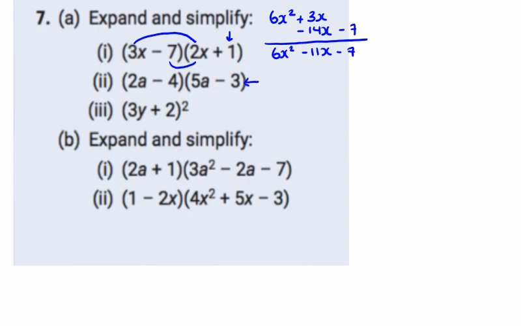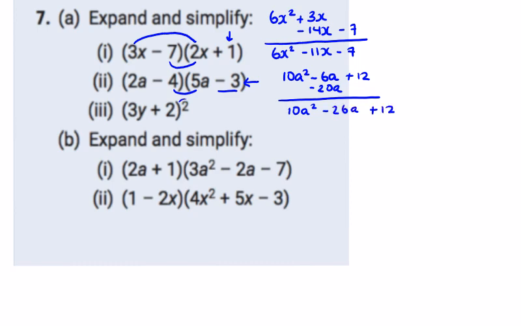For the second one, 2a by 5a is 10a squared, 2a by minus 3 is minus 6a, minus 4 by 5a is minus 20a, and minus 4 by minus 3 is plus 12. So this will give 10a squared minus 26a plus 12.